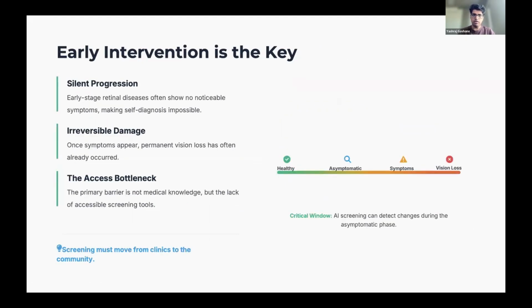The main point here being early intervention is the key. Early stage retinal diseases often show no noticeable symptoms, making self-diagnosis impossible. So usually we don't even realize that we might have something, just because eye checkups are not done often, especially if you don't have any corrective lenses or glasses. Anyone won't go to an ophthalmologist just for an annual checkup. That's pretty rare. So the diagnosis doesn't happen early on.